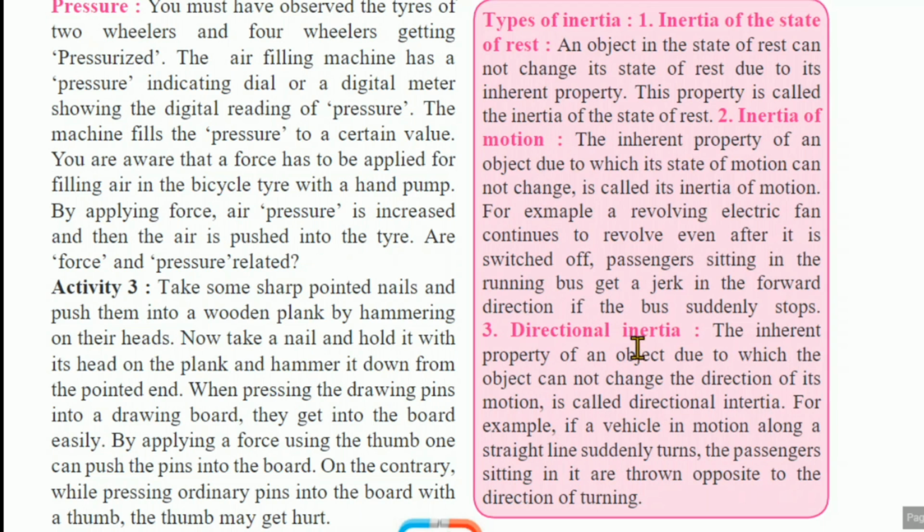Third one is directional inertia. The inherent property of an object due to which the object cannot change the direction of its motion is called directional inertia. For example, if a vehicle in motion along a straight line suddenly turns, the passengers sitting in it are thrown opposite to the direction of turning, because the object cannot change its direction of motion. So these are the three types of inertia.